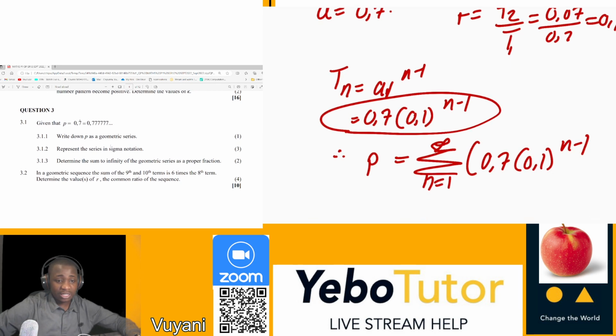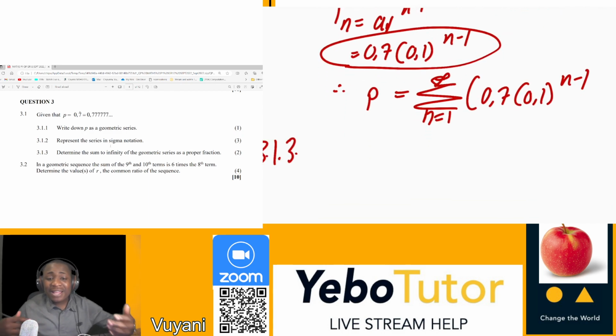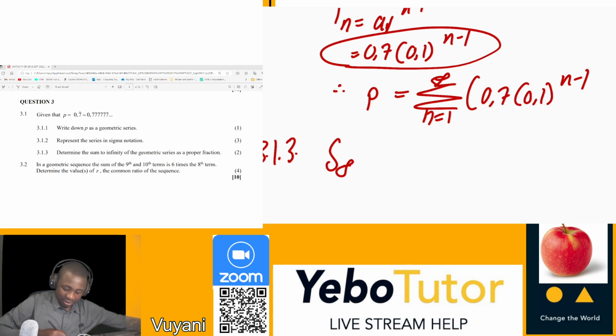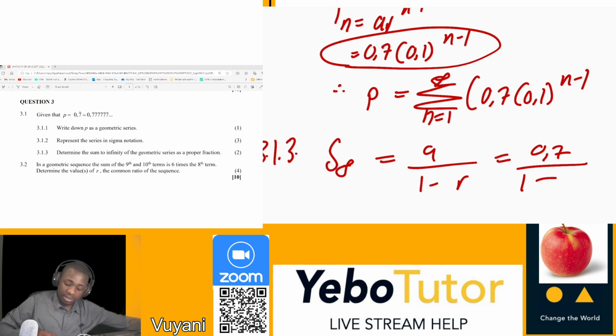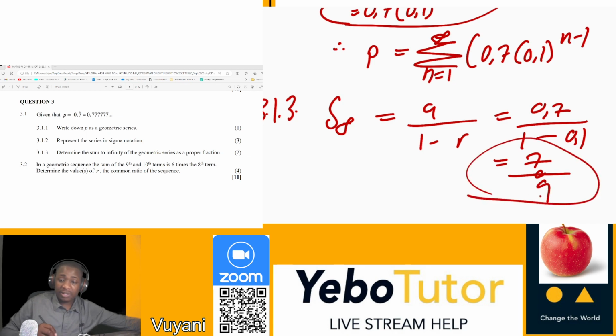Then they say that on 3.1.3, determine the sum to infinity of the geometric series as a proper fraction. This is easy. Sum to infinity. Even the formula of sum to infinity is given on your formula sheet, so you don't even have to worry about anything. So this is a over 1 minus r. What is our a? 0.7 divided by 1 minus, what is our r? Our r is 0.1. Then after that we can use our calculator, then you get 0.7 over 9, because they said just leave it as a proper fraction there.